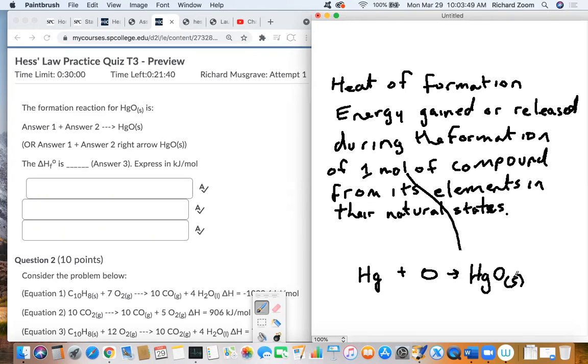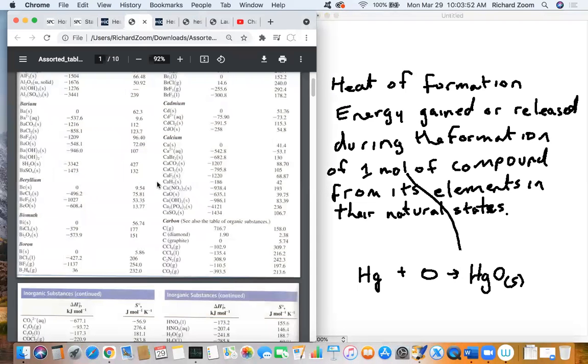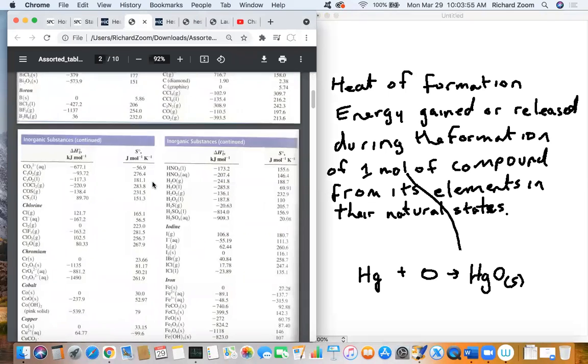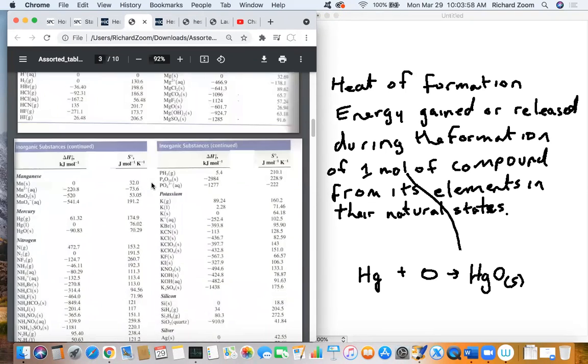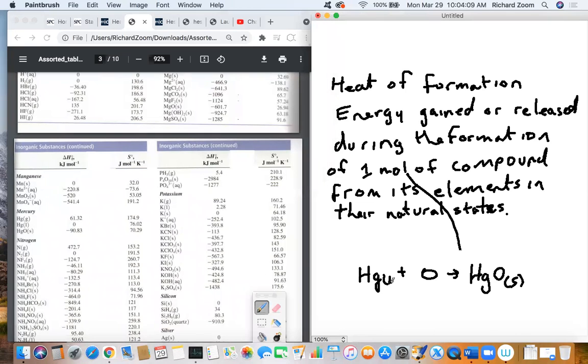So I have to go to this table to find the natural states. And for mercury, Hg is mercury. There it is. The natural state is Hg liquid because it's got the 0 here on the heat of formation. So that'll be Hg liquid. And O, as we discussed earlier, was O2 gas. And that gives HgO solid. And you can see here that gives negative 90.83 kilojoules per mole. The unit is up here, kilojoules per mole.